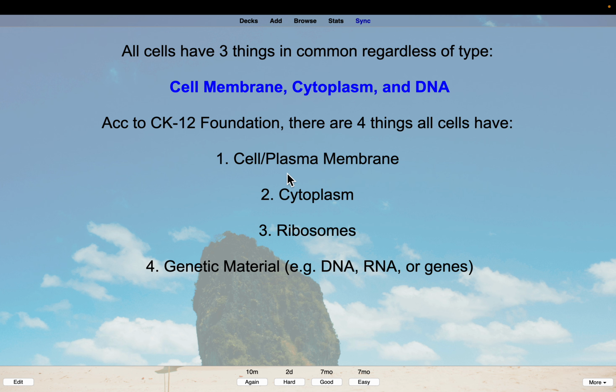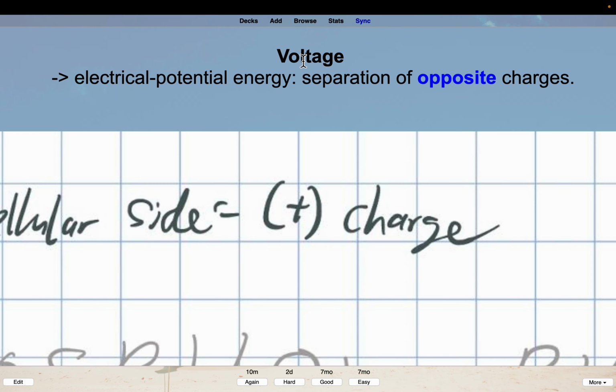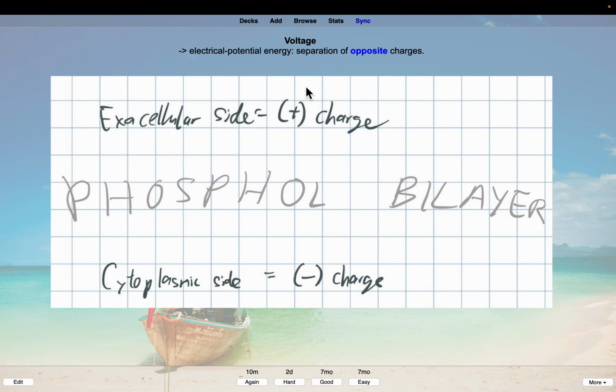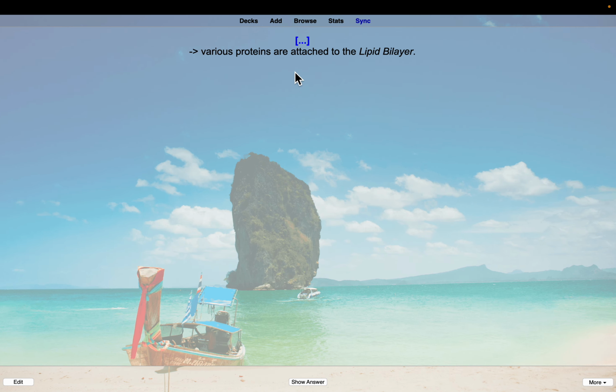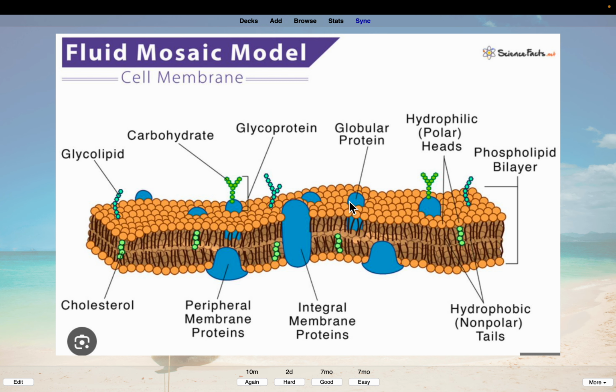Okay. Smallest living units of an organism, the cell. Yep. Voltage. Electrical potential energy, separation of opposite charges. So on the outside, or in other words, the extracellular side, there is a positive charge. This is the phospholipid bilayer, the plasma membrane, in other words. Within the cell, there is a negative charge. Various proteins are attached to the lipid bilayer. So it's seen in this model, the fluid mosaic model.